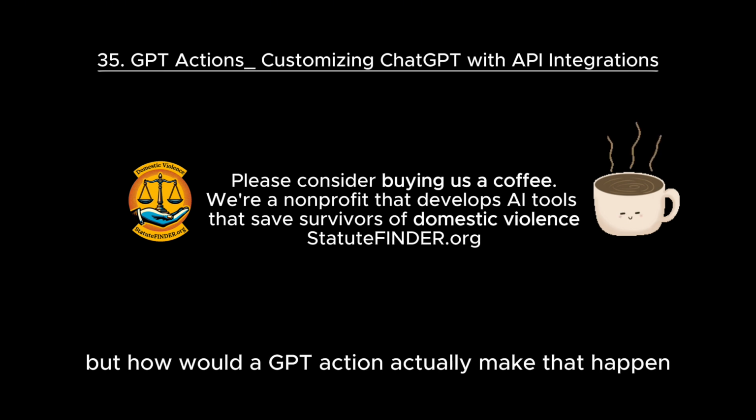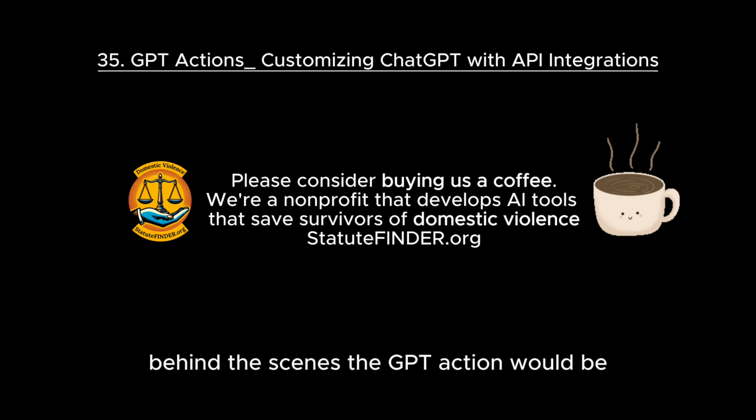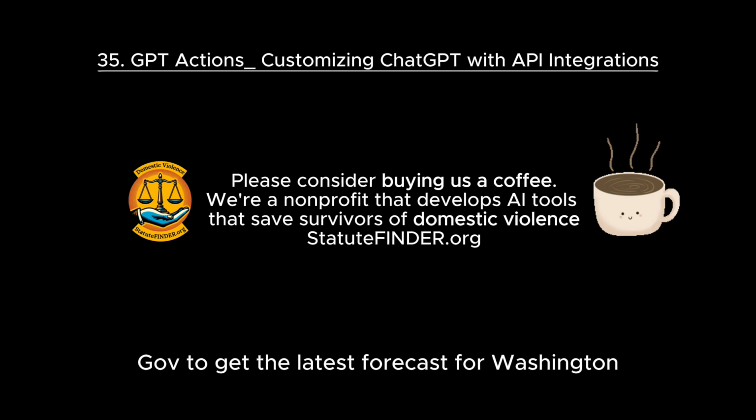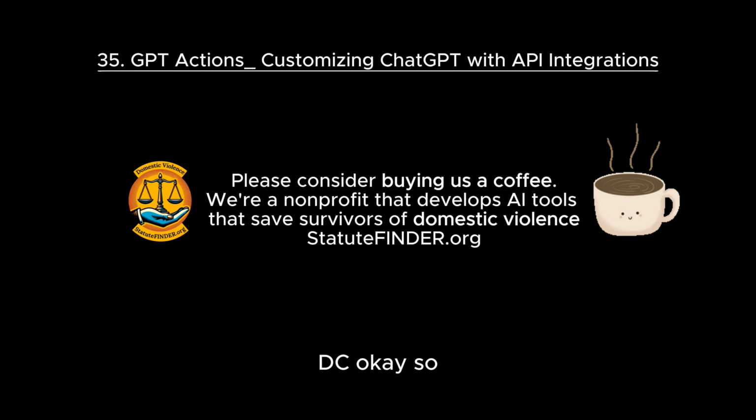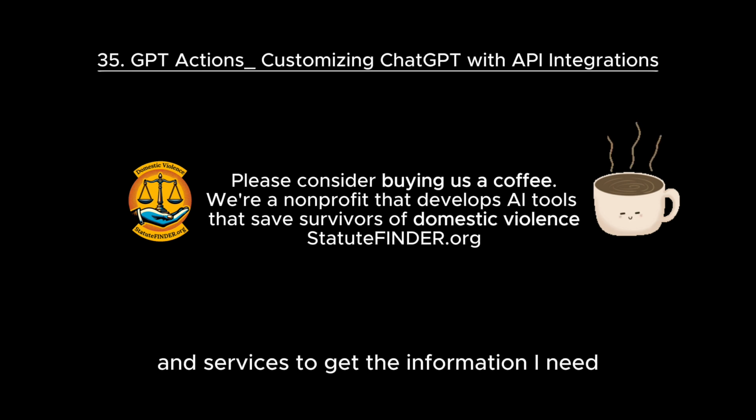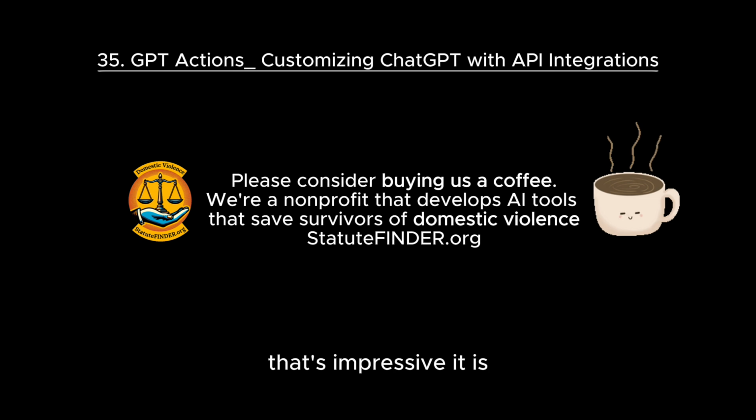But how would a GPT action actually make that happen? Behind the scenes, the GPT action would be making API calls to a service like weather.gov to get the latest forecast for Washington, D.C. Okay, so it's actually reaching out to external websites and services to get the information I need. That's impressive. It is.